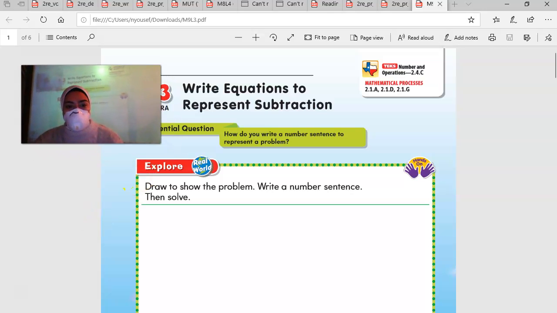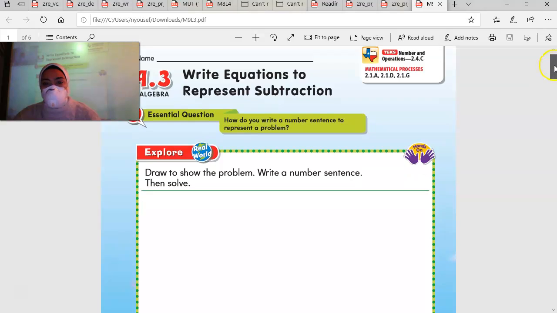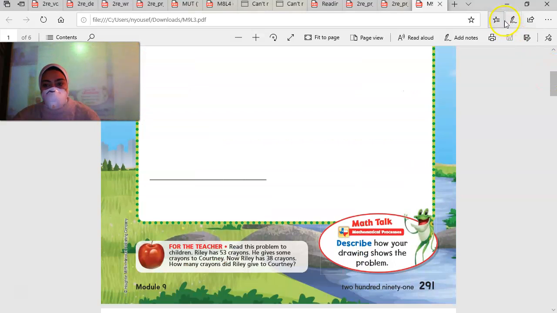All right, so here's our lesson for 9.3. Write equations to represent subtraction. So draw to show the problem, write a number sentence, then solve. Let's see what the problem is.